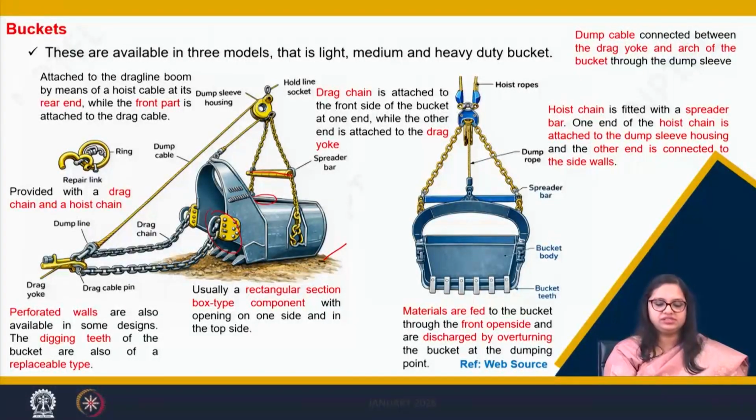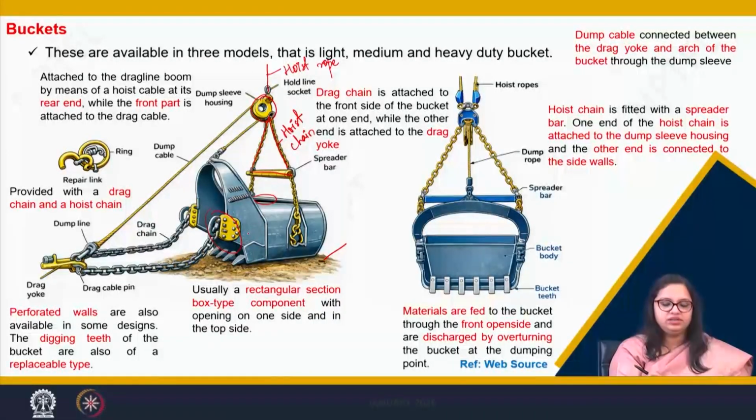Then it has a spreader bar. You can see there is a spreader bar here which is attached to this chain, which we call the hoist chain. Now, this is the socket or the sleeve onto which this hoist chain is located, and from here goes our hoist rope.